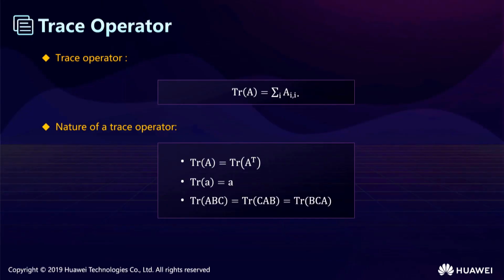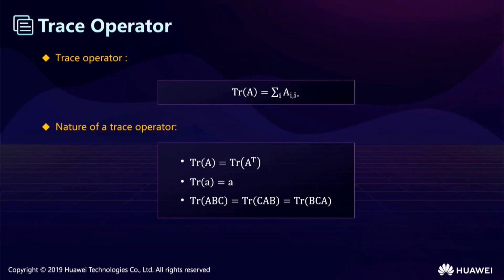The trace operation needs to add all the diagonal matrix elements. First, the trace of matrix A equals the trace of A transpose. Second, the transpose operation applied twice on matrix A equals A. Third, if A multiplies B and then multiplies C, and we do the trace operation and get a value, it will equal the trace of C multiplied by A multiplied by B.